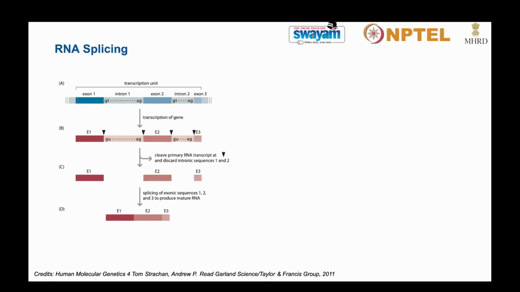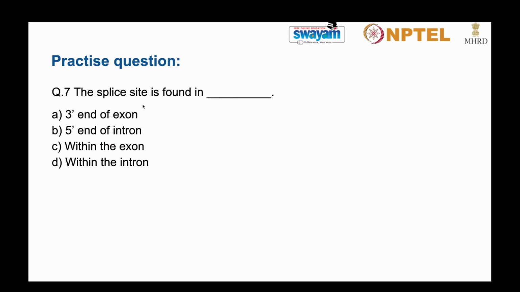So now we'll be looking at the question. The splice site is found in dash. As I've discussed, in introns the splice site is present. So there are different options. What do you think is the right option?